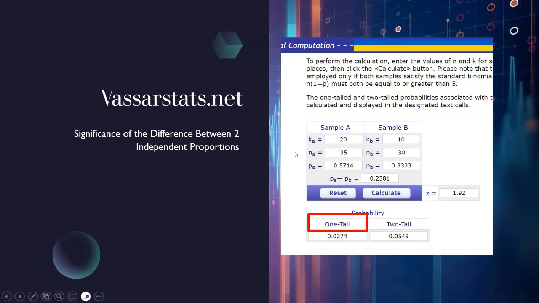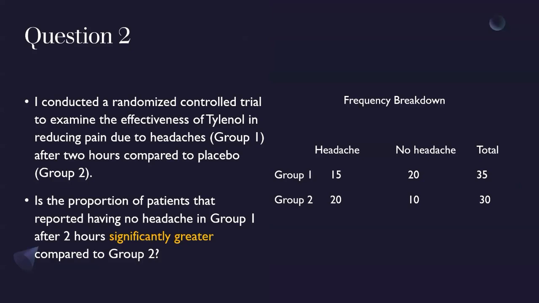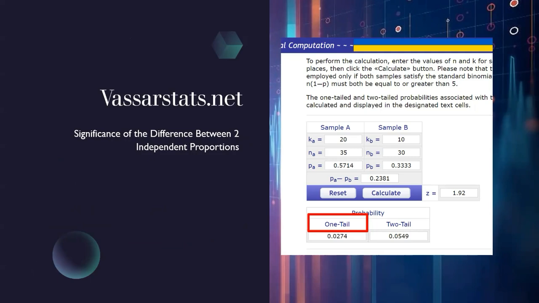So again, if we're evaluating just whether there's a difference, we're looking at two-tailed p-values. If we're looking at whether one group has significantly more or significantly less, we use the one-tailed p-value. In this case, our one-tailed p-value is 0.027, which we can round to 0.03. So yes, there is a significant difference, and the proportion of patients that reported having no headache in group 1 after 2 hours is significantly greater compared to group 2. So that's how you evaluate that for statistical significance.